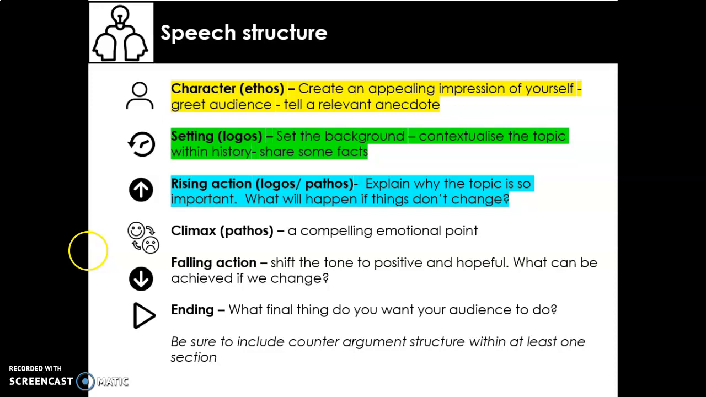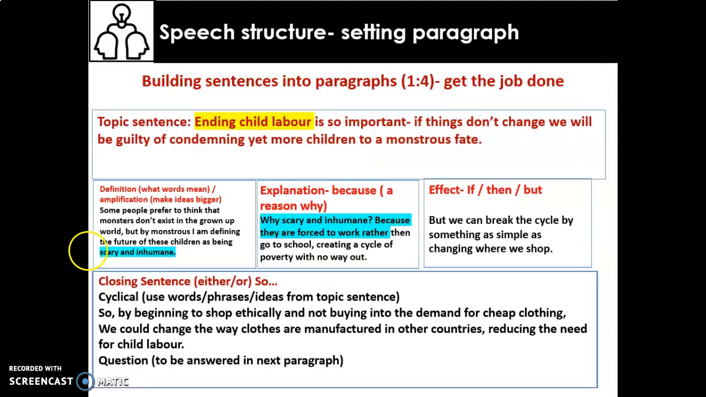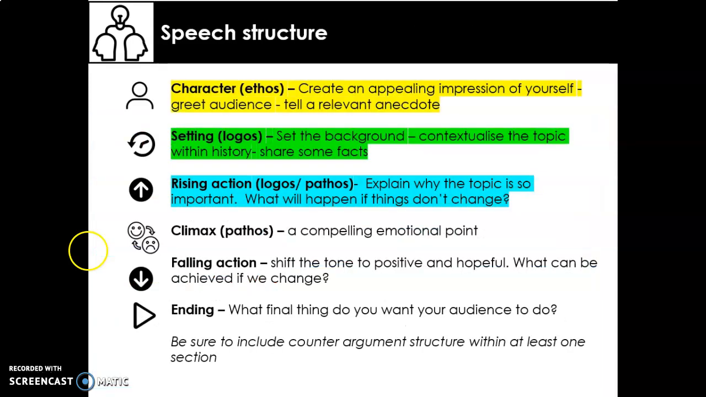So why is child labour so important? Why is plastic pollution so important? What will happen if things don't change? Okay, so that's what we're going to aim to do. Now, ending child labour is so important. If things don't change, we will be guilty of condemning yet more children to a monstrous fate. So our topic sentence is going to be why the topic's important, what will happen if things don't change.